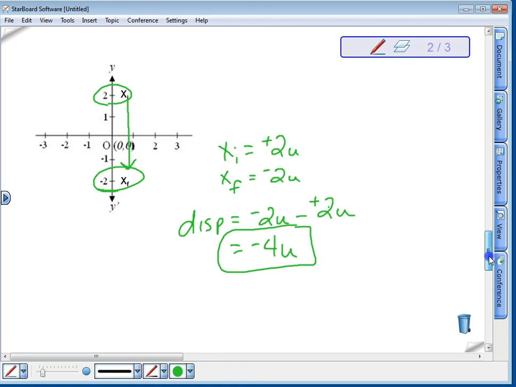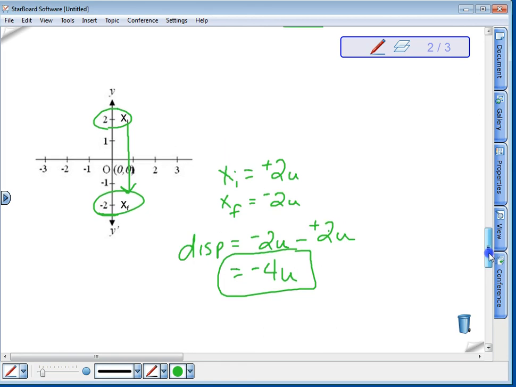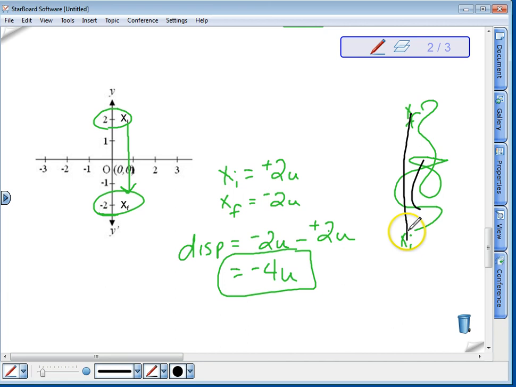Okay? So that's how you figure out displacement. It doesn't matter what you do in the middle. It only matters how far you went. Okay? You could make this route back and forth 10 times. But your displacement is simply where you ended up minus where you started. That's the only thing that gets counted in displacement.